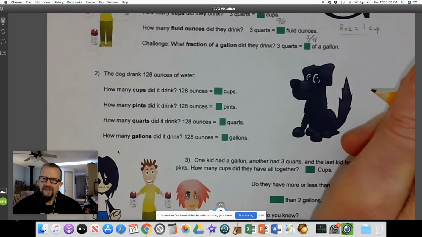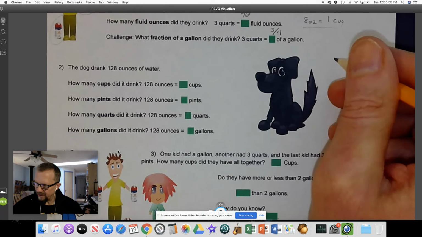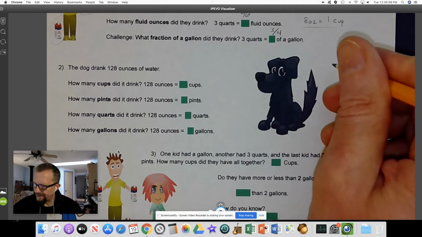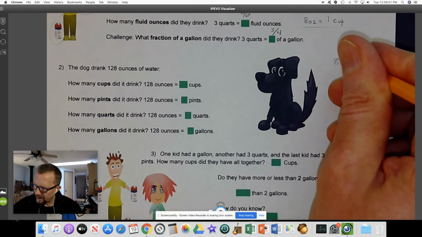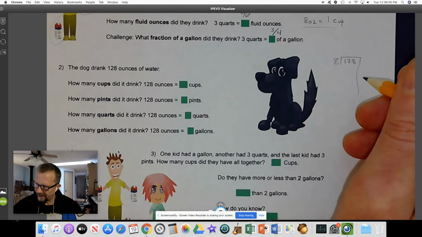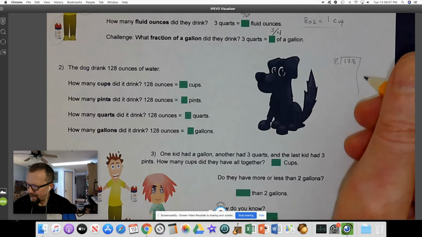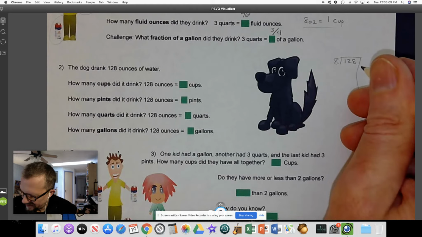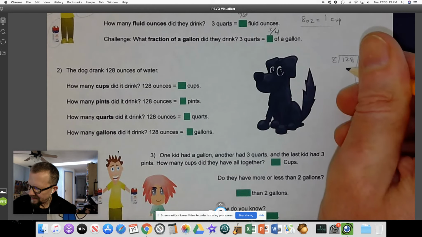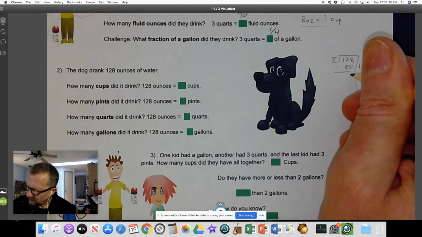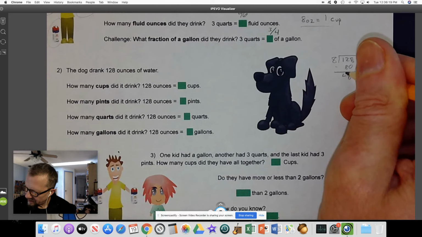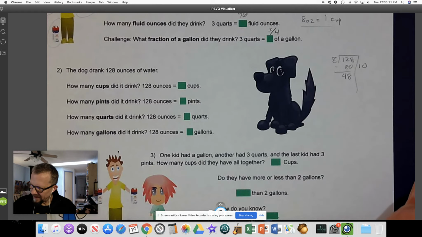So this is where you need your scratch paper so you can do the division along with me. So pause it and get some scratch paper if you don't already have it. So I'm going to make a big division symbol because we want to know how many 8s are in 128, because every 8 ounces is a cup. So let's see, I know there's at least 10. 10 times 8 is 80. Subtract that and we've still got 48 ounces left.